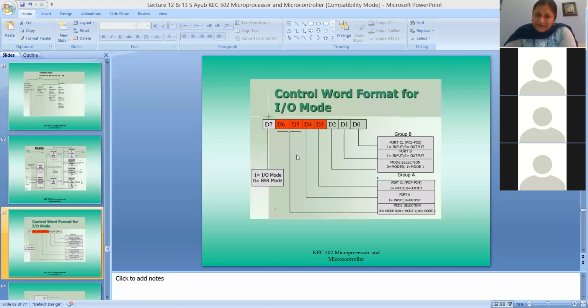And D5, D6 combination, these two bits together form the table. 2 bits are there, so there may be 4 combinations. If your combination is 0, 0, then it is mode 0. If your combination is 0, 1, then it is mode 1. If your combination is 1 and 0 or 1 and 1, then it is mode 2. So these two bits together form the combinations for mode 0, mode 1 and mode 2.